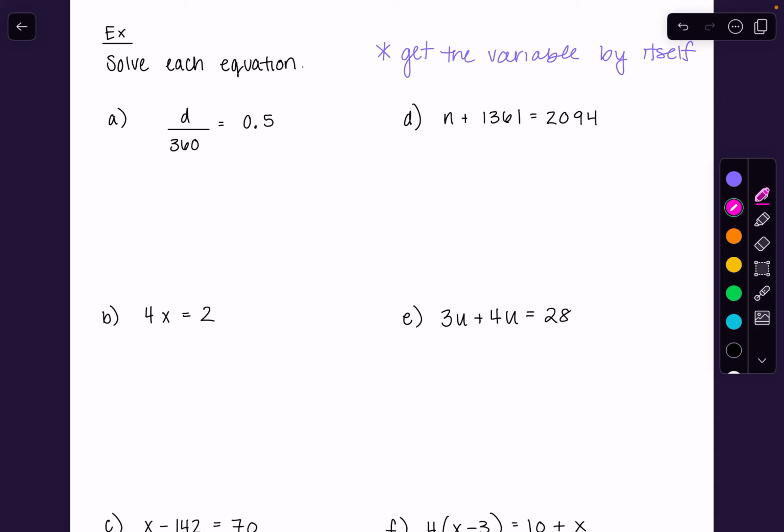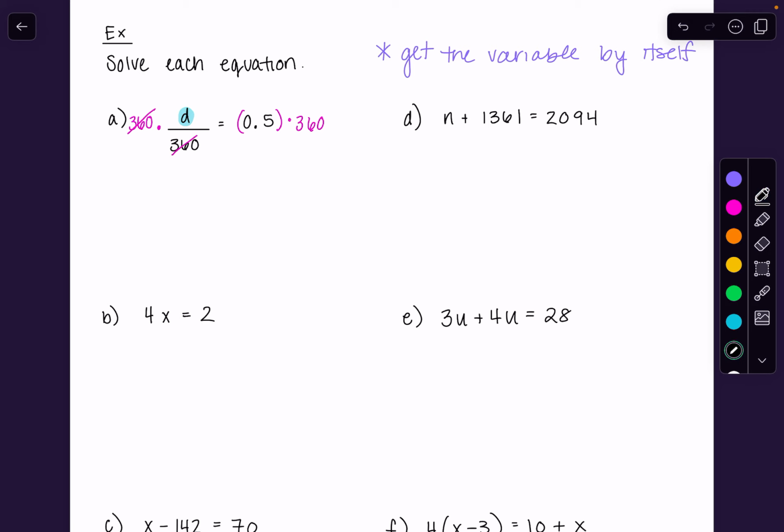So starting with A, I have D divided by 360 is equal to 0.5. So my goal is to get this value of D on its own. I want to solve for it. So since I'm dividing by 360, the operation that's going to undo it is multiplication, because now these two will cancel each other out. But if I do that to one side, it means I have to take this other side and also multiply it by 360 to keep the meaning the same.